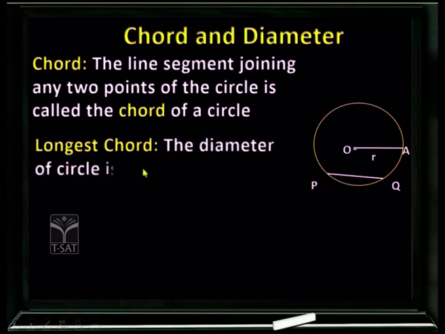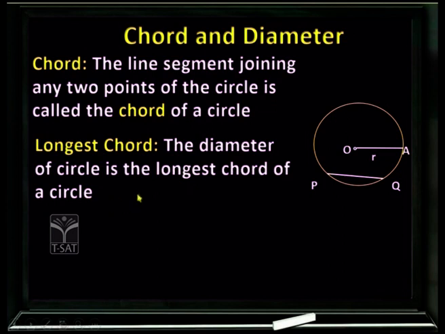So, what is the longest chord? The diameter of a circle is the longest chord of a circle. If I increase the size of the chord, it will pass through the center of the circle, which we can also call the diameter. We all know that diameter is equal to 2 times the radius, or we can say half of the diameter is called the radius.